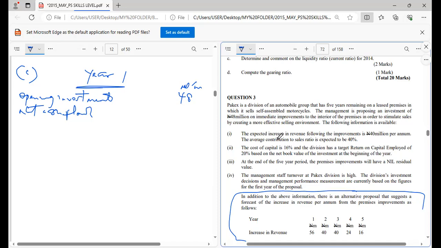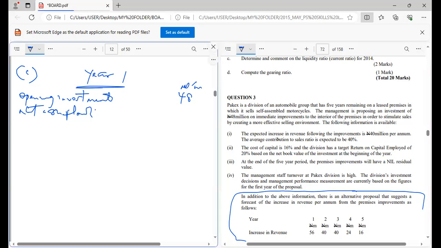Then the alternative proposal, what's the revenue that it's supposed to give us in year 1? 56 million. And what is our CS ratio from the additional information? 40%. So what will be the net cash flow? 56 multiplied by 40%, that's 22.4 million.